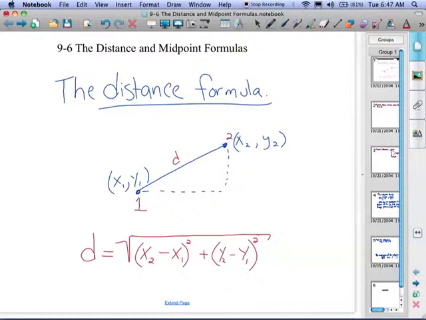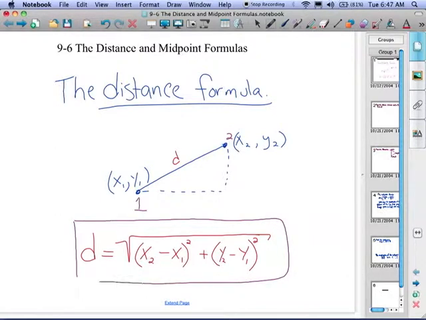The distance formula is given by the formula in red at the bottom, and it is equal to the square root of (x2 minus x1) squared plus (y2 minus y1) squared. This is actually a form of the Pythagorean theorem, and x1 and y1 are the coordinates of point 1, and x2 and y2 are the coordinates of point 2. So we're simply going to substitute into the distance formula the coordinates of the points that you're given, and then we're going to do some math and simplify, and we will find the distance between those 2 points.